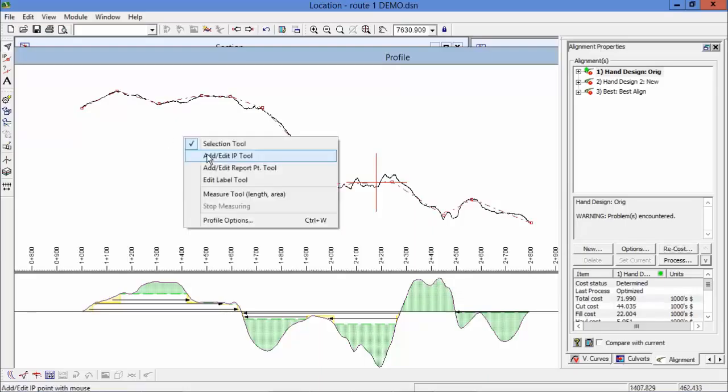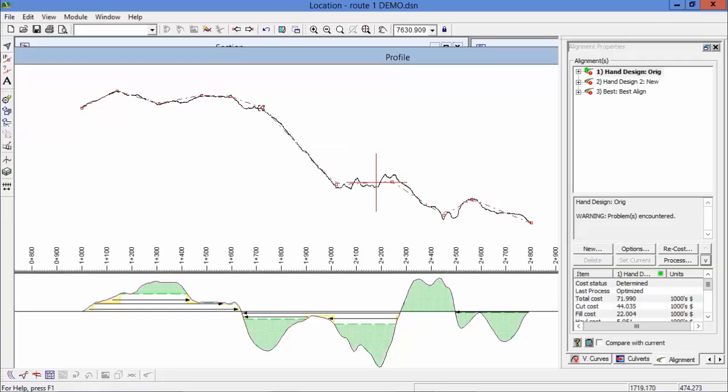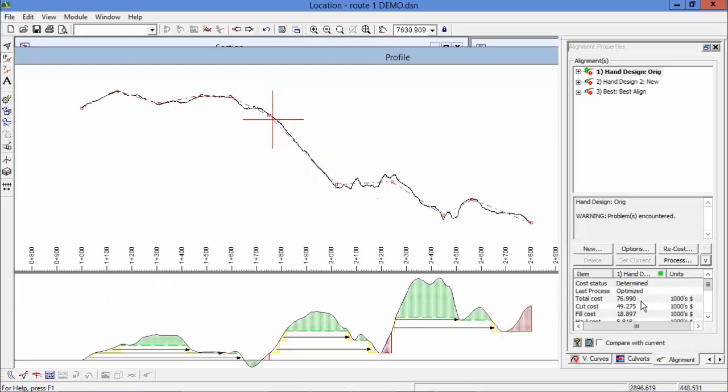For example, here I'm just going to move this IP slowly a little bit along the slope, and then in real time, the new cost is being calculated. So that means with this tool, you can do real-time costing, in the sense that you have real-time feedback for every change you're making to the alignment.